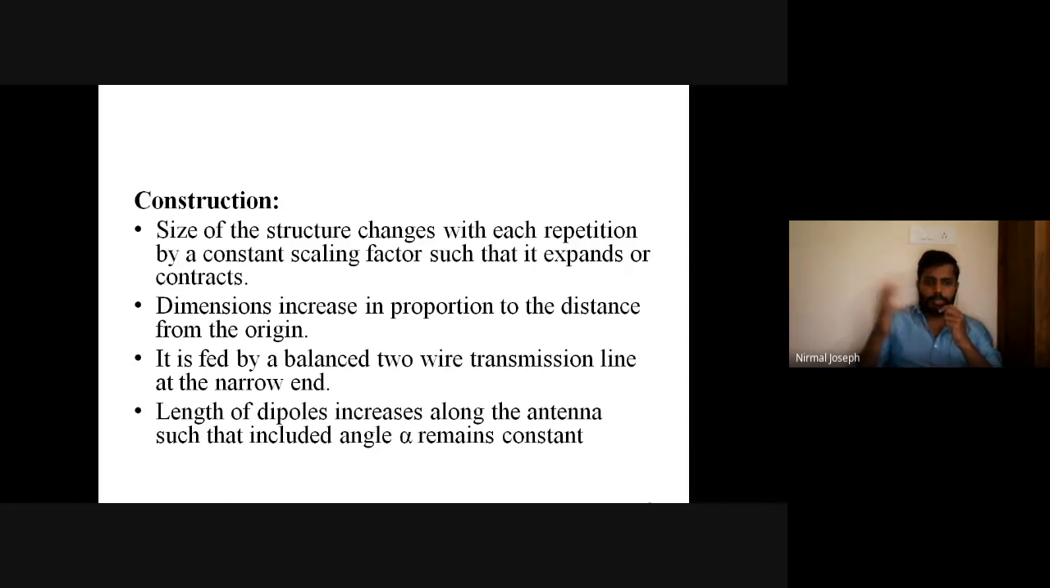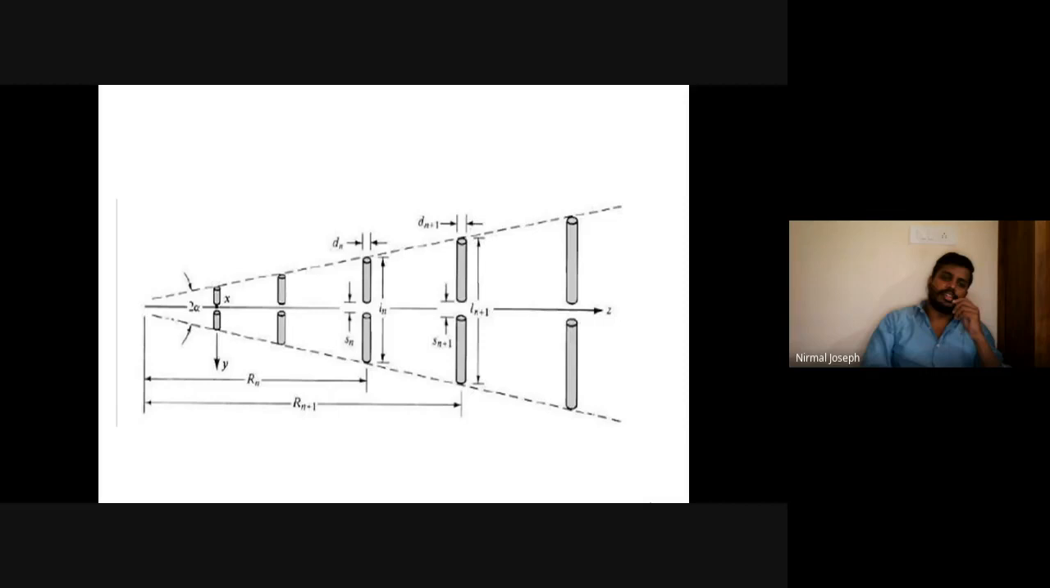The length of the dipole increases along the antenna such that the included angle alpha remains constant. That is another concept. The length of the dipole increases along the antenna such that the included angle alpha remains constant. What is the included angle? We will see.